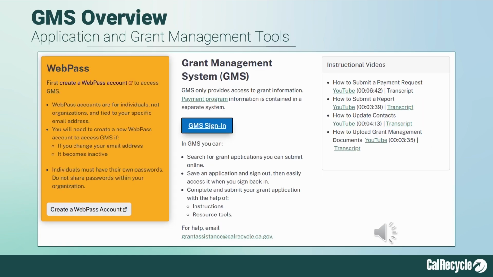On the CalRecycle funding webpage, there is a link to the Application and Grant Management Tools webpage, where you will see the portal to our Grants Management System database, some video tutorials, and the portal to creating a web pass for new users as well as for returning users that need to update their login credentials. A web pass account must be created to use the Grants Management System, which from here on out will be referred to as GMS.